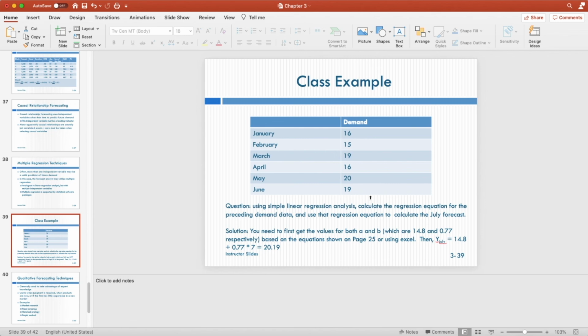So you can manually calculate both A and B values. Okay, the number is already showing here, but you can manually calculate. You can also use Excel to double check it. But once you get the values for A and B, basically you're ready for forecasting, right?